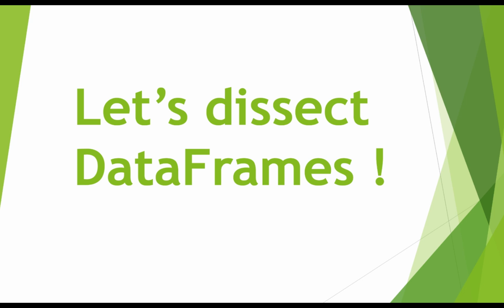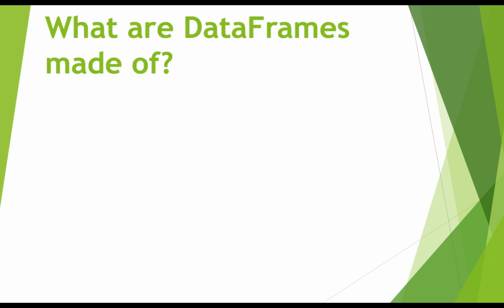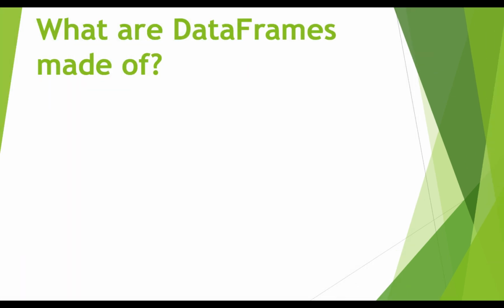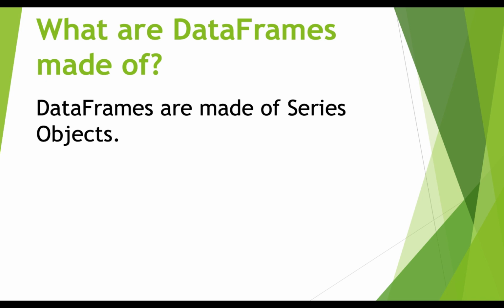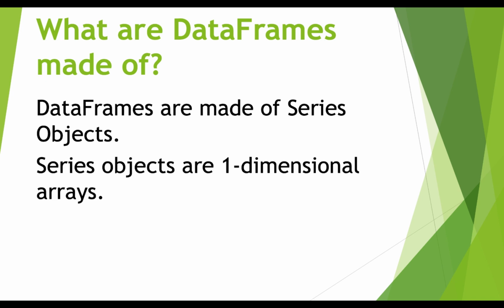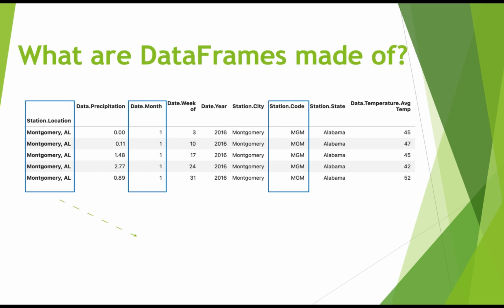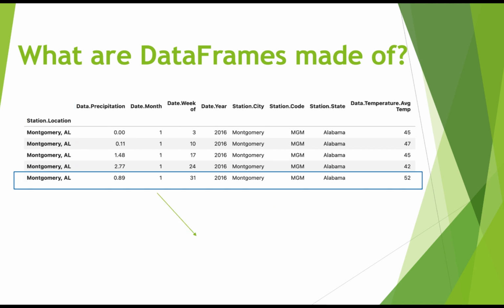But let's dissect data frames a bit by knowing what they are made of. And let me tell you, this information is going to help you big time when you will write the code for advanced data manipulation and analysis in Pandas. So what are data frames made of? Data frames are made of series objects. And what are series objects? They are one-dimensional arrays. So each column that you see in a data frame is a series object. And each row is a list of values. Remember, each column is a series object and each row is a list of values.